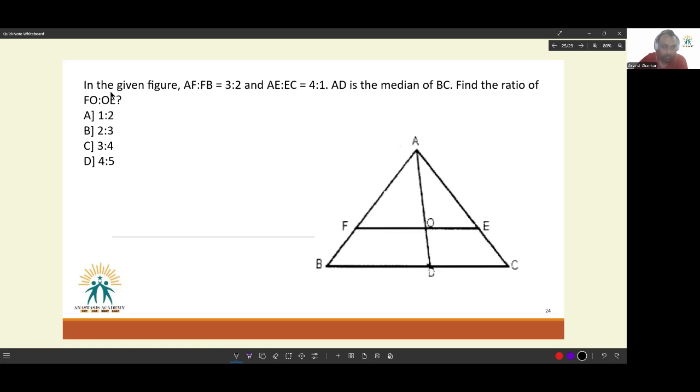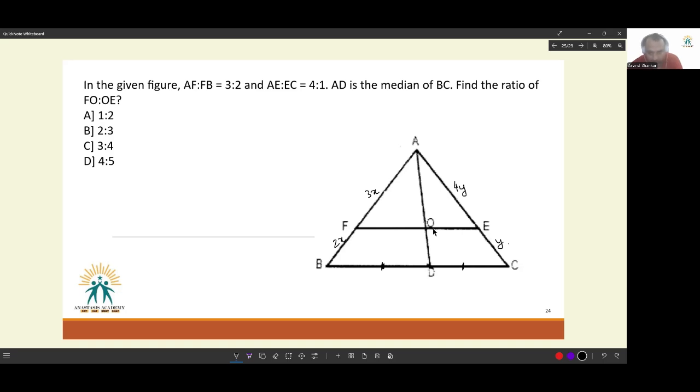This is a tricky one. In the given figure, AF is to FP is 3:2. This is 3x, this is 2x. AE is to EC is 4:1. This is 4y, this is y. AD is the median of BC, so this length is equal to this length. Cool. Find the ratio of FO is to OE.